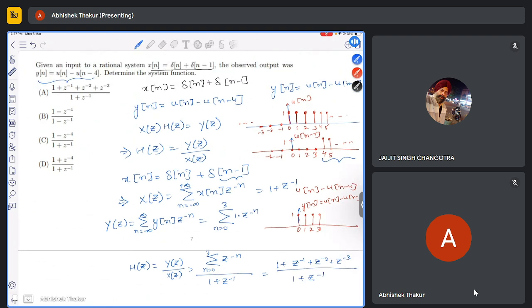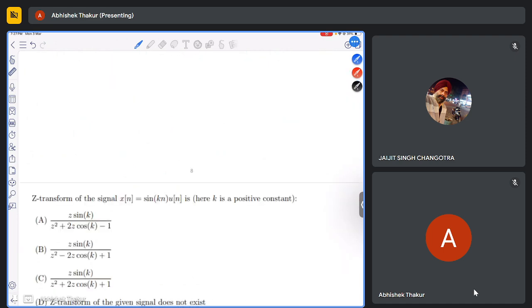So which option is correct in this given question? Option A is the correct answer for this question. So we'll see the next question now.